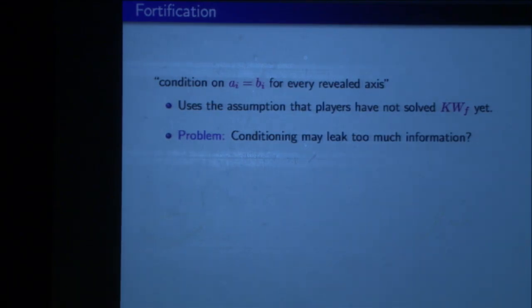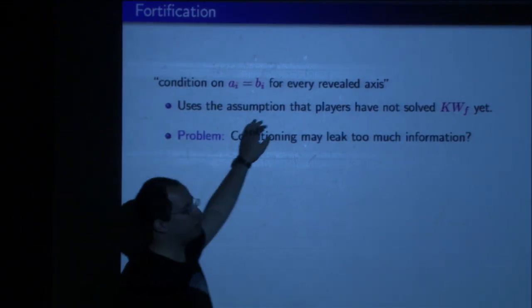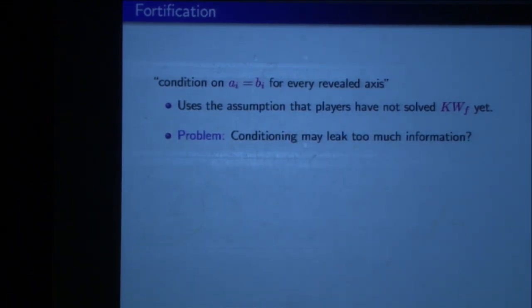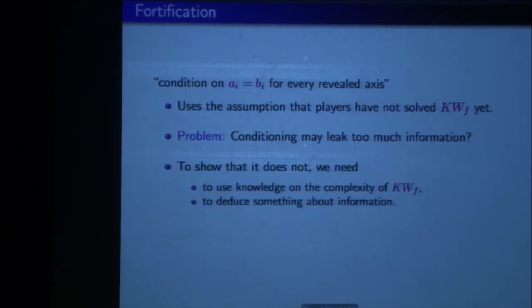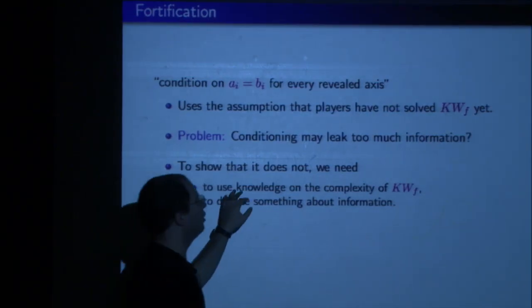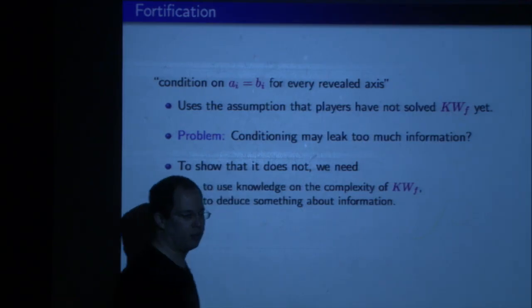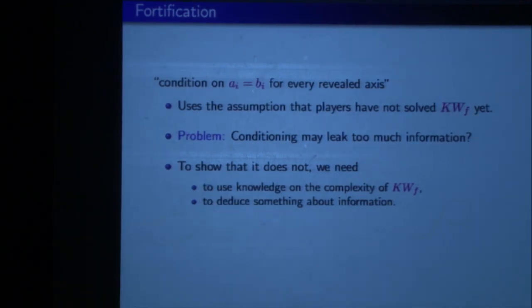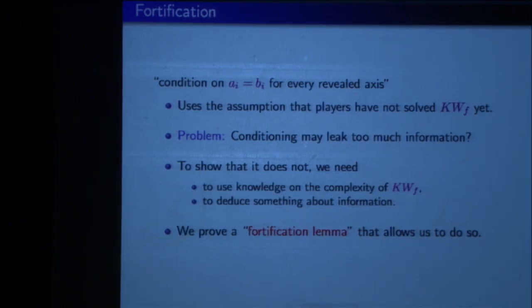So actually, what we want to do is to use the assumption that the players have not solved the KW relation of f to argue that the probability of this event is not that small. And intuitively, this means that we somehow want to use our knowledge of the complexity of f to say something about the probability of this event and in general about information. So this is what this fortification lemma allows us to do.